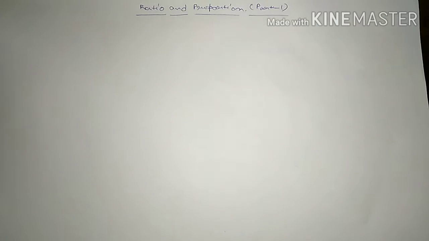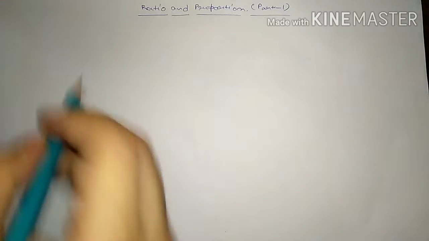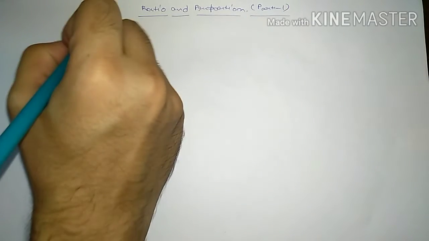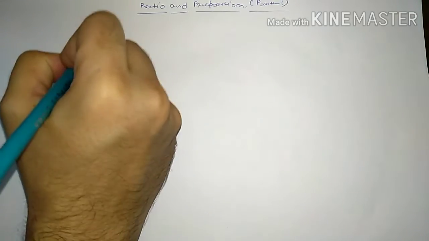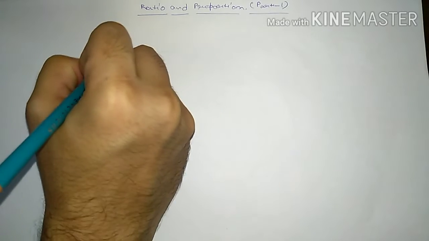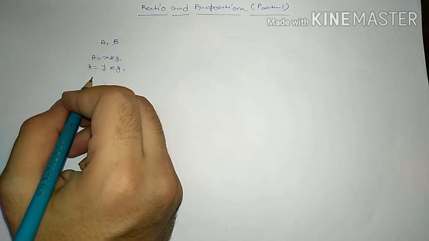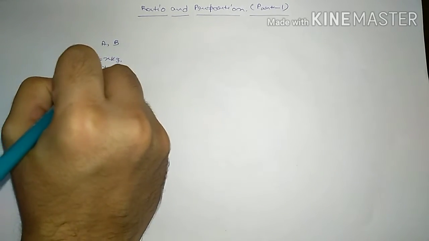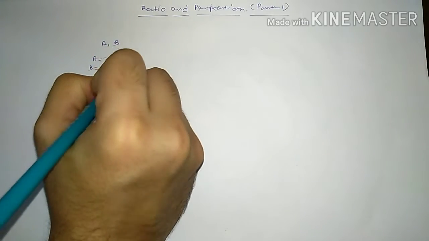So what is ratio? When we compare two quantities with the same unit, we use ratio. Let us consider two persons, A and B, where the weight of A equals X kg and the weight of B equals Y kg. So the ratio of the weight of A and B is X is to Y.